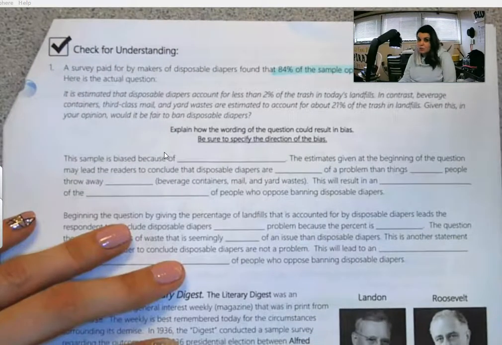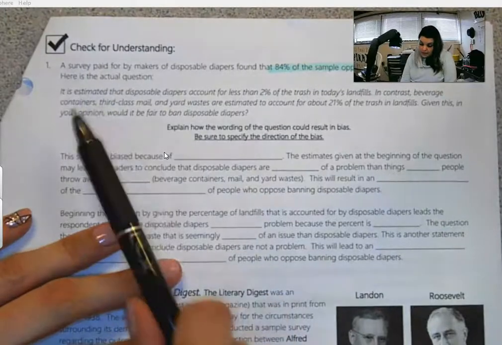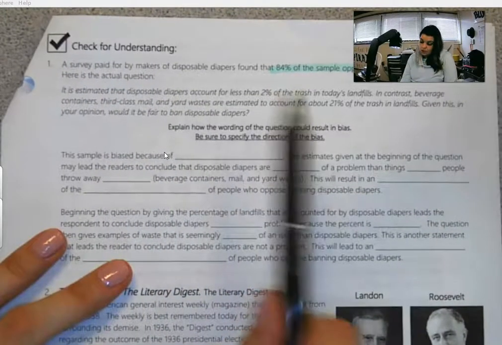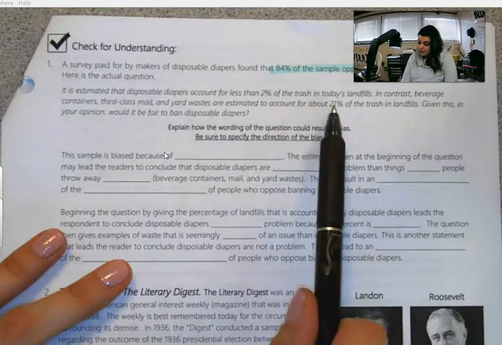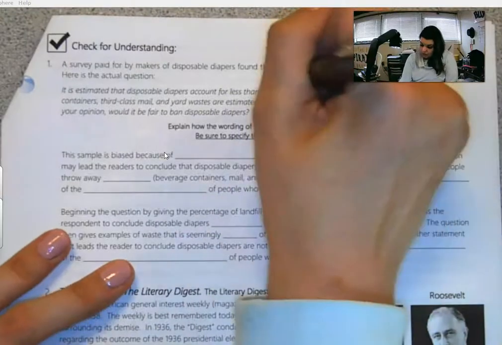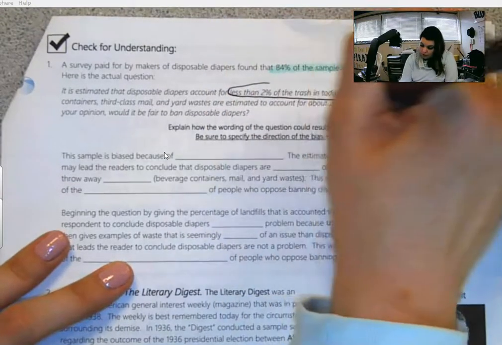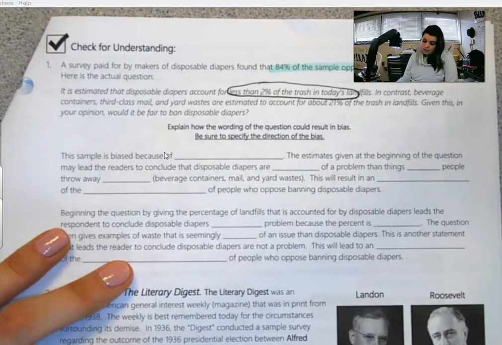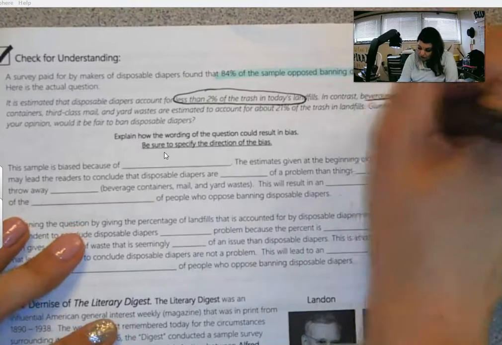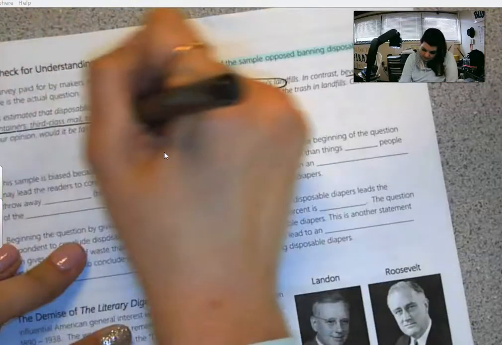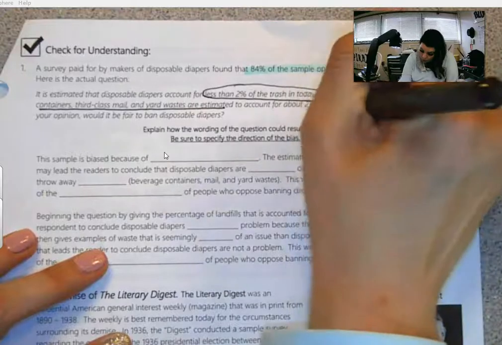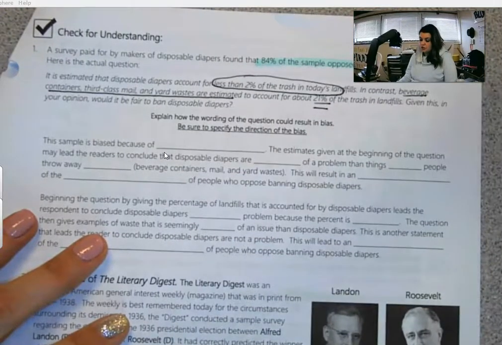Here is the actual question that was asked, though. It is estimated that disposable diapers account for less than 2% of the trash in today's landfills. Well, geez, that doesn't seem very much. Less than 2%? In contrast, beverage containers, third-class mail, and yard waste are estimated to account for 21% of the trash in landfills.